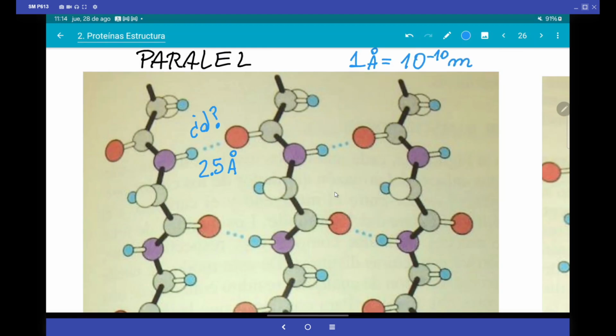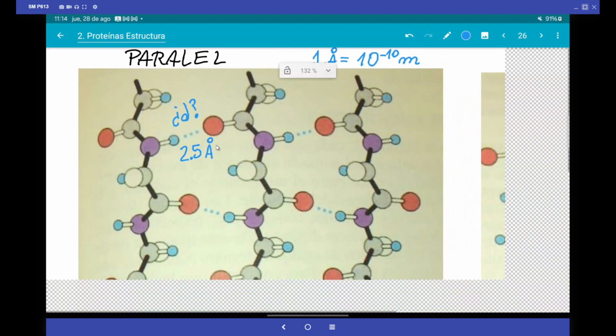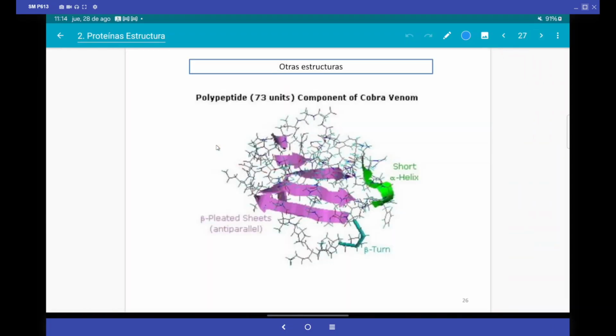Then do not forget that that is an appropriate distance for a hydrogen bridge. There are other interactions that are at a greater distance, but in general, any intermolecular interaction is no more than 5 angstrom. That is like the limit. Okay, well then, that would be a parallel arrangement, an example that includes several things.